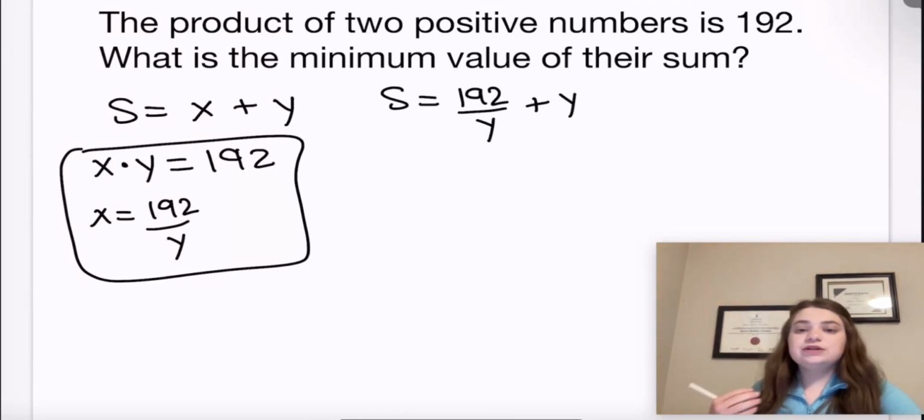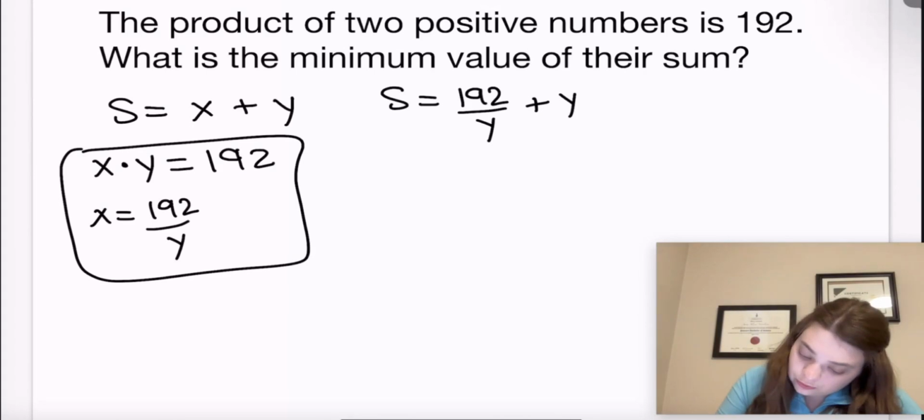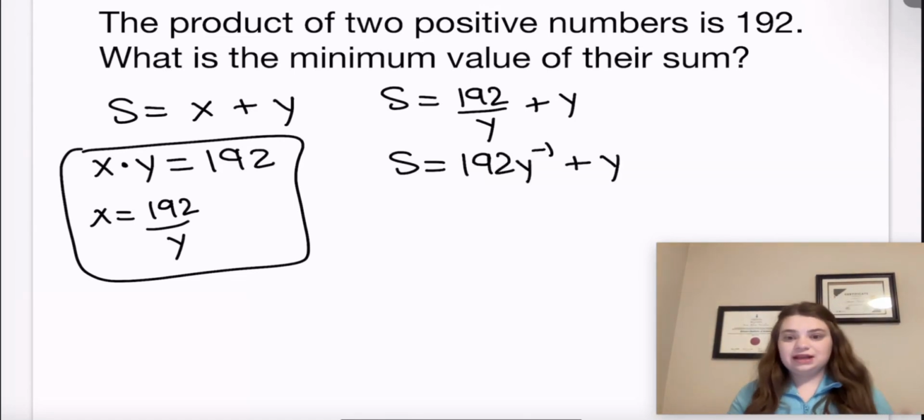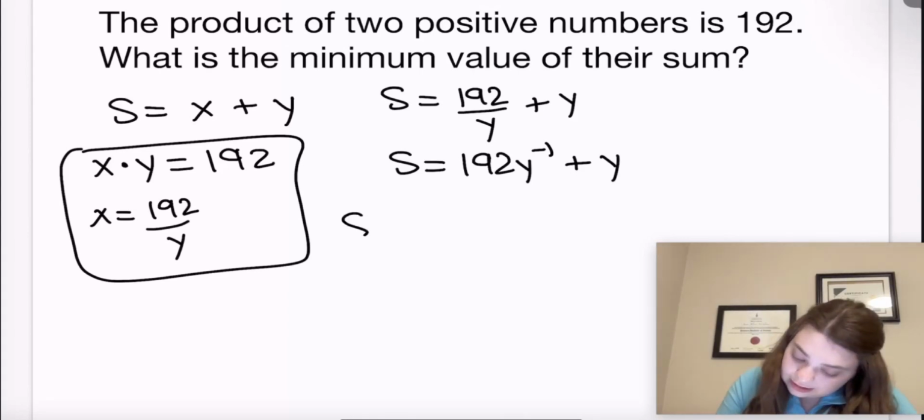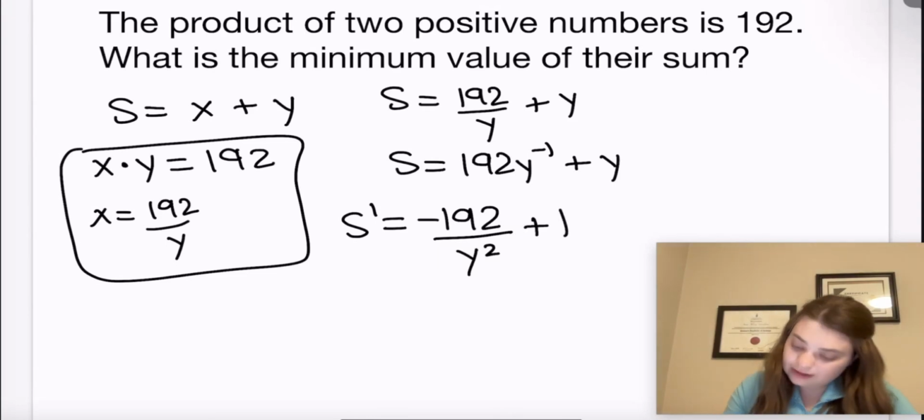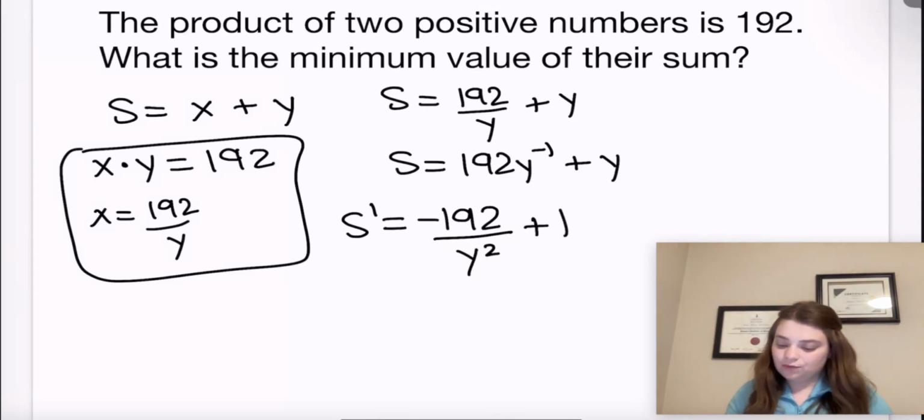All right, next I'm going to take the derivative, and for this I'm just going to be using the power rule. So the sum is actually equal to 192 y to the power negative 1 plus y. I'm going to be writing it this way specifically because writing it this way will make it easier to use the power rule in the next step. So the derivative is going to be equal to negative 192 over y squared, and then y becomes 1 when we use the power rule, so therefore plus 1.